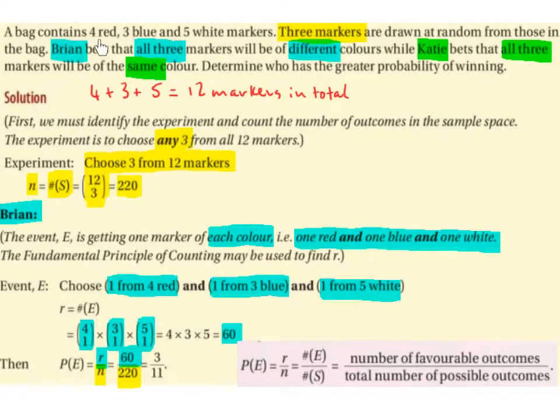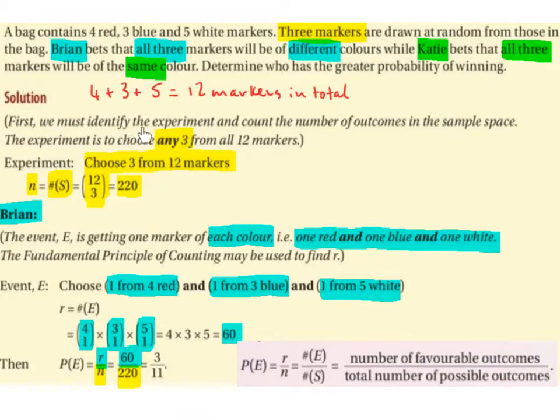A bag contains 4 red, 3 blue, and 5 white markers. 3 markers are drawn at random from those in the bag. Brian bets that all 3 markers will be of different colours, while Katie bets that all 3 markers will be the same colour. Determine who has the greater probability of winning. So the first thing we have to do is add up the 4, the 3 and the 5, and that gets us 12 markers in total.